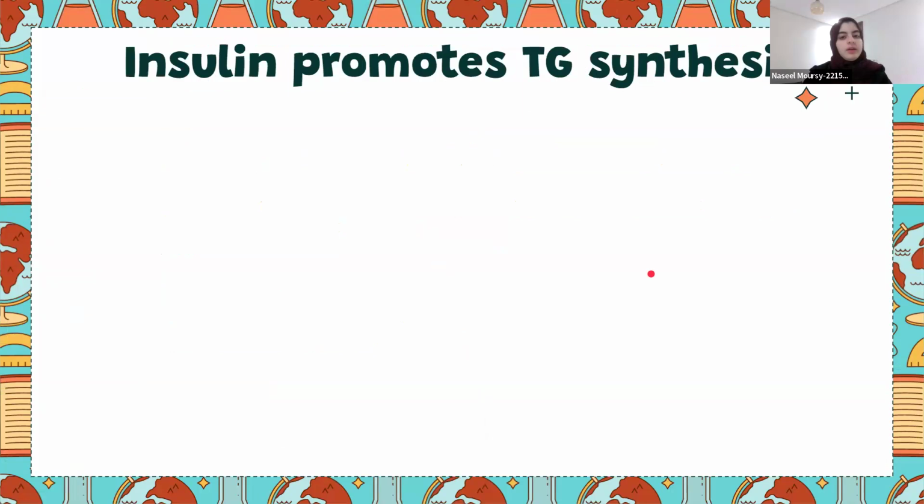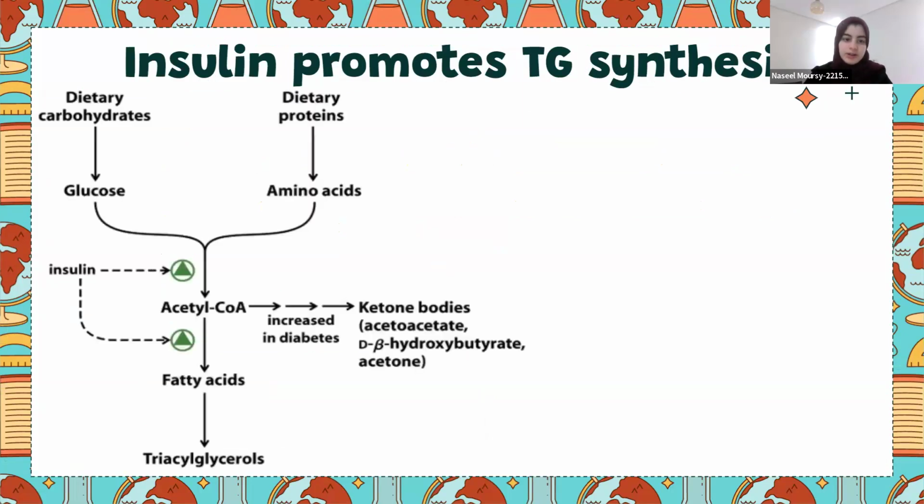So now, triglyceride synthesis is also regulated. Let's see how. Here we see we eat carbs and proteins, and you get glucose, amino acids, and so on. Insulin promotes all of these going into fatty acid synthesis, so it promotes the conversion of glucose and proteins into fat. These have to go through acetyl-CoA to fatty acids and then triglycerides.